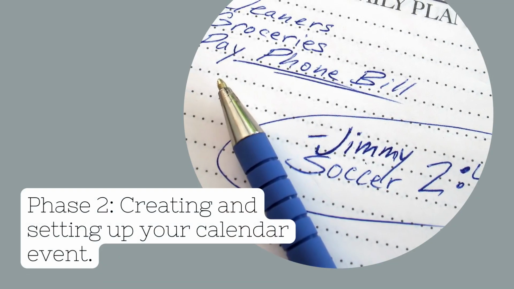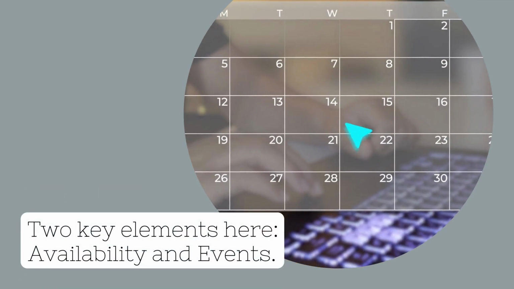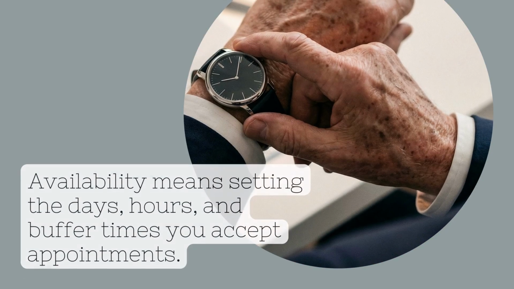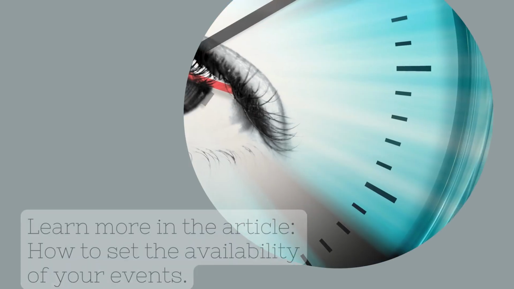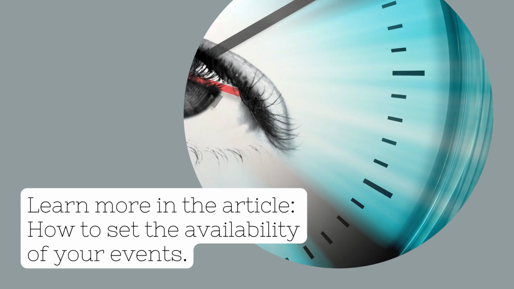Phase 2. Creating and setting up your calendar event. 2 key elements here: availability and events. Availability means setting the days, hours, and buffer times you accept appointments. Learn more in the article, How to set the availability of your events.